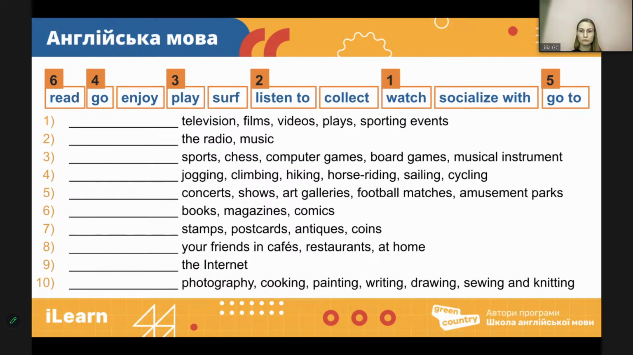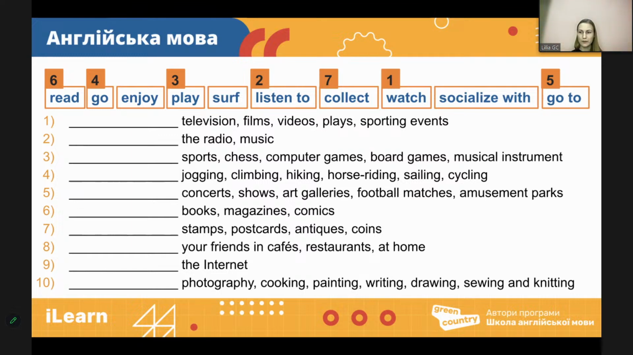Number 7. Okay, we can collect, колекціонувати. I think the word is obvious. We can collect stamps, like марки, post stamps, for example, postcards, листівки, antiques, some old things, or coins, монети. Yeah, you can collect all of that.